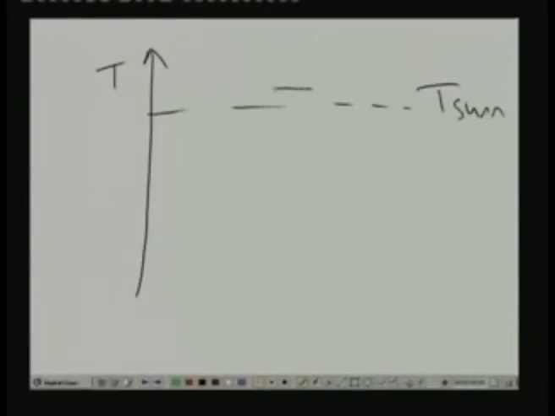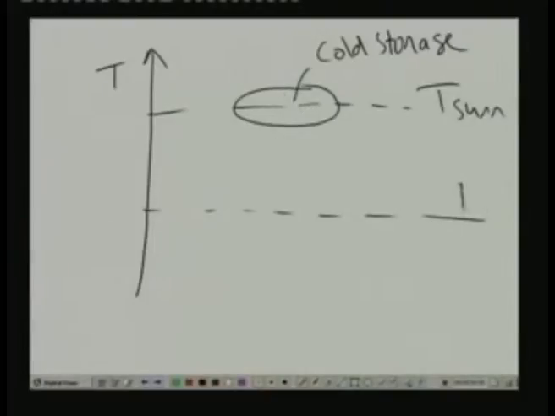Let us say that we have a cold storage, which is initially at the surrounding temperatures. Now we would like to reduce the temperature of this cold storage to a required level. Let us say that this is your required temperature. So the cold storage temperature has to be brought down from the surrounding temperature to this temperature. Temperature is increasing in this direction.